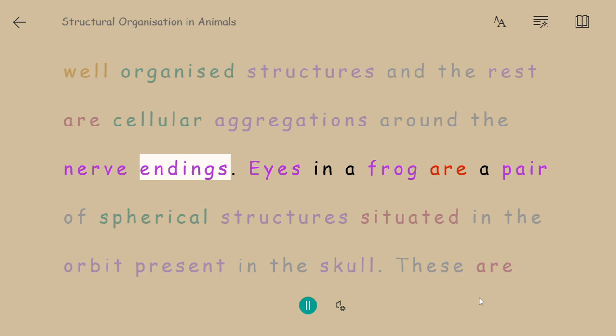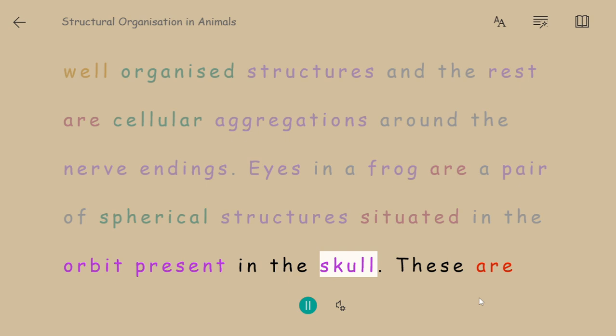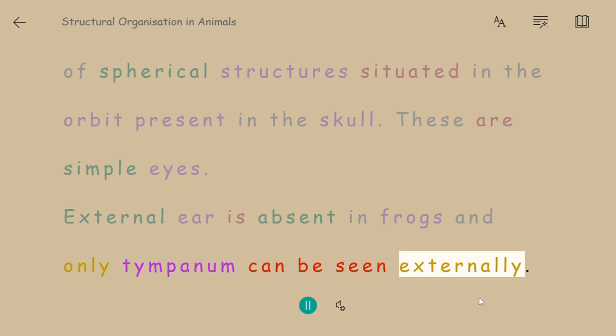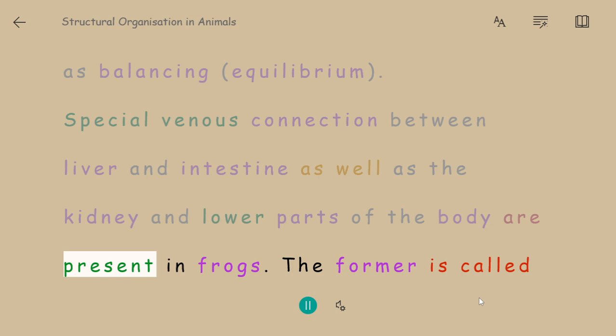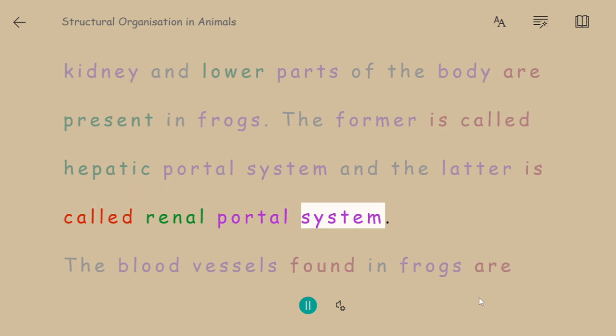Eyes in a frog are a pair of spherical structures situated in the orbit present in the skull. These are simple eyes. External ear is absent in frogs and only tympanum can be seen externally. The ear is an organ of hearing as well as balancing, equilibrium. Special venous connection between liver and intestine, as well as the kidney and lower parts of the body are present in frogs. The former is called hepatic portal system and the latter is called renal portal system.